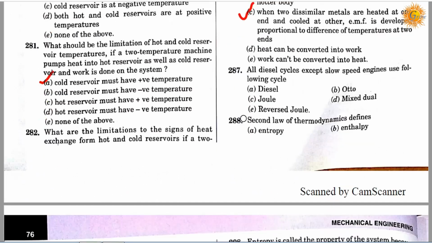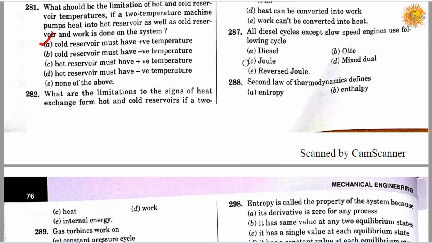Question number 287. All diesel cycles except slow speed engines use following cycles. Option A, diesel. Option B, Otto. Option C, Joule. Option D, mixed Joule. And option E is reversed Joule. So correct answer is D, mixed Joule.